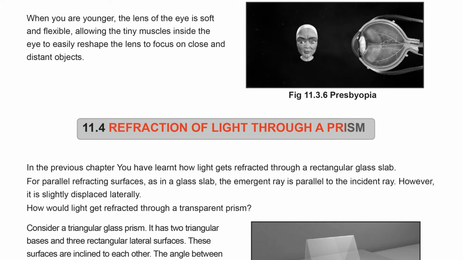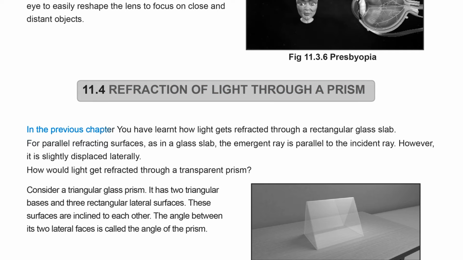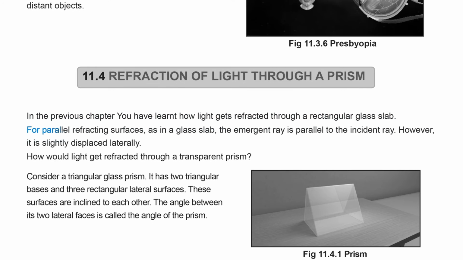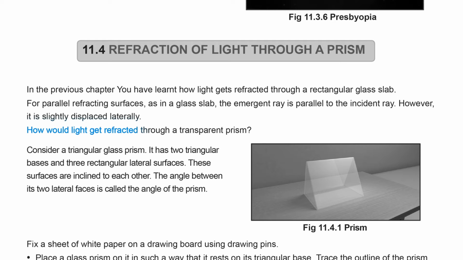Refraction of light through a prism. In the previous chapter, you have learned how light gets refracted through a rectangular glass slab. For parallel refracting surfaces, as in a glass slab, the emergent ray is parallel to the incident ray. However, it is slightly displaced laterally. How would light get refracted through a transparent prism?